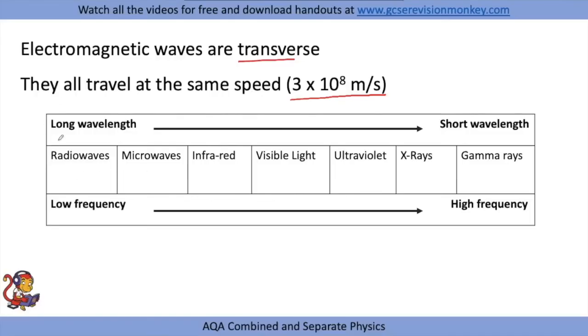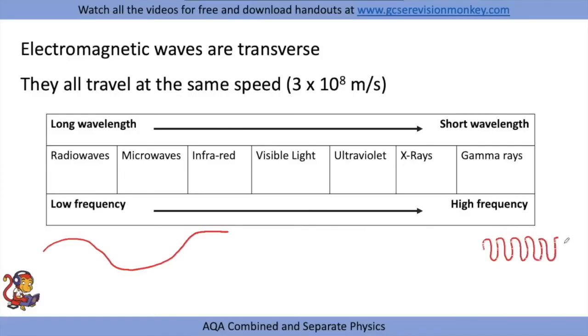So this is showing the order from the longest wavelength to the shortest wavelength. And the order will be radio waves, microwaves, infrared, visible light, ultraviolet, X-rays, and gamma rays. And this is also the order from the lowest frequency wave to the highest frequency wave. So down this end of the spectrum, you'd get the longest wavelength waves, and at this end of the spectrum, the shortest wavelength, high frequency, high energy waves.